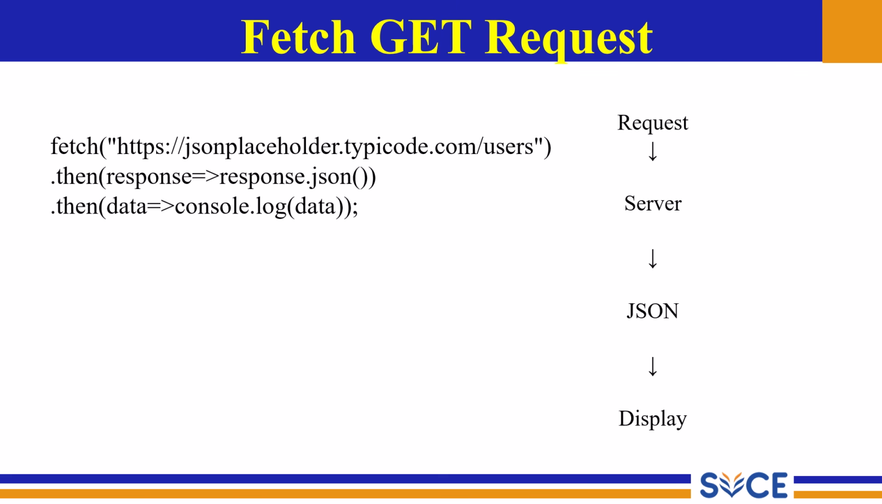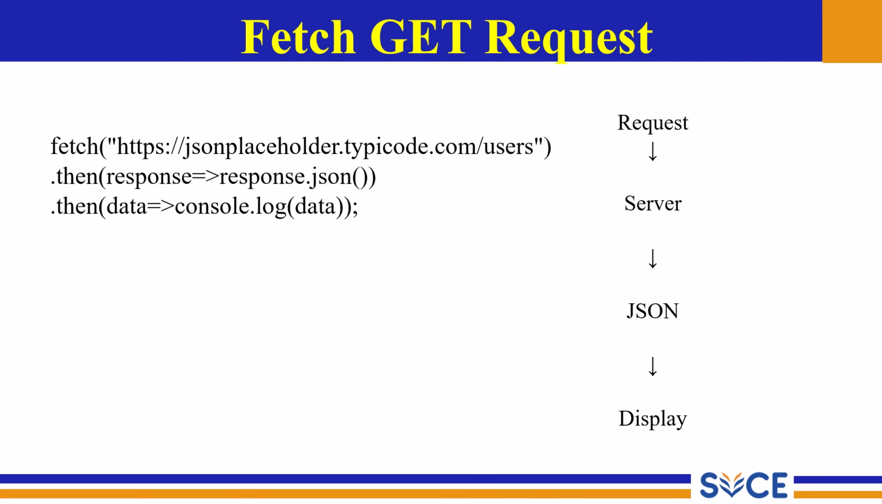Fetch GET request. The most common operation in any application is reading data. Whenever you open Facebook, Instagram, Amazon, YouTube, or Flipkart, the application first loads information from the server. This operation is performed using the GET method. The fetch API syntax is very simple: fetch the link, and then the response, and then the data.